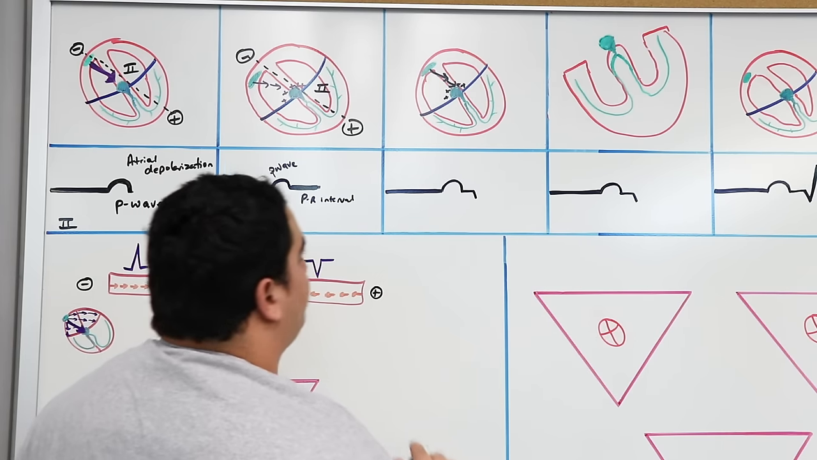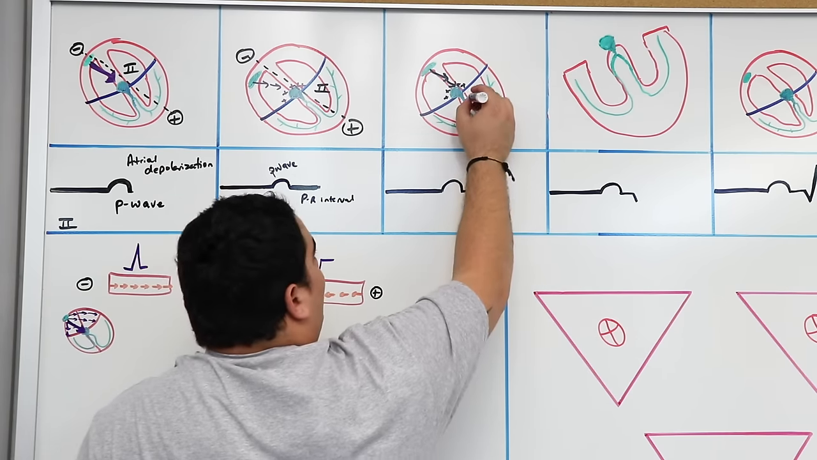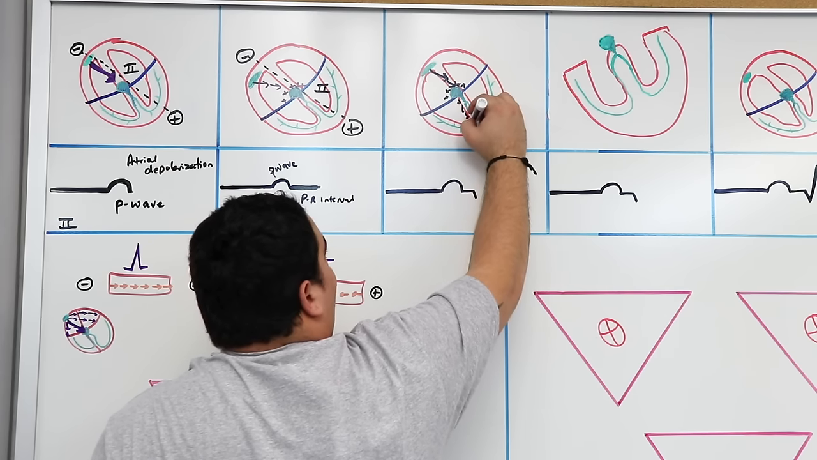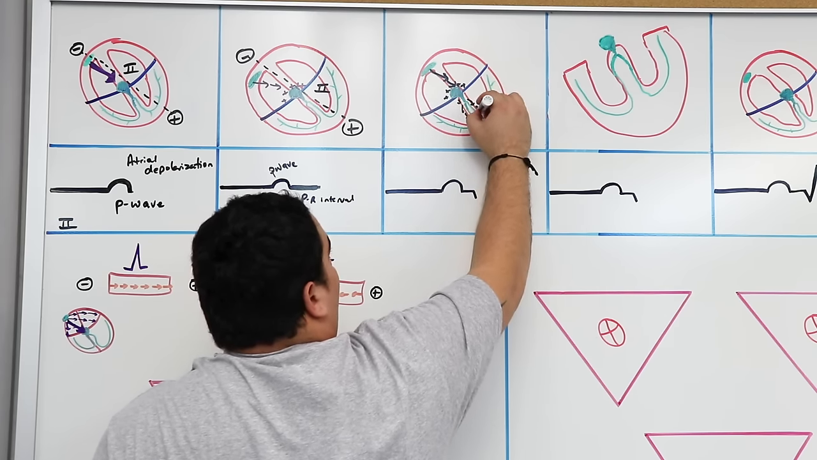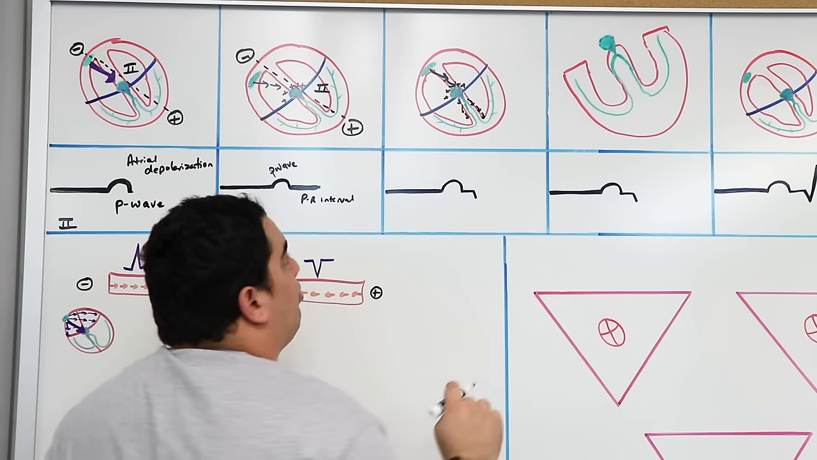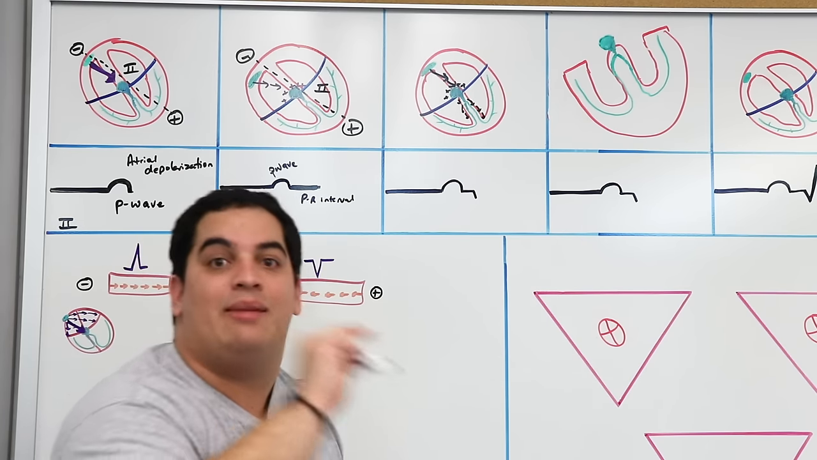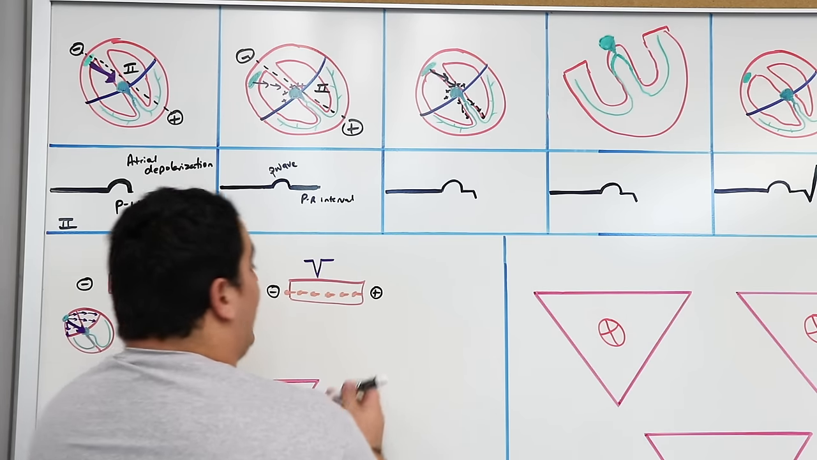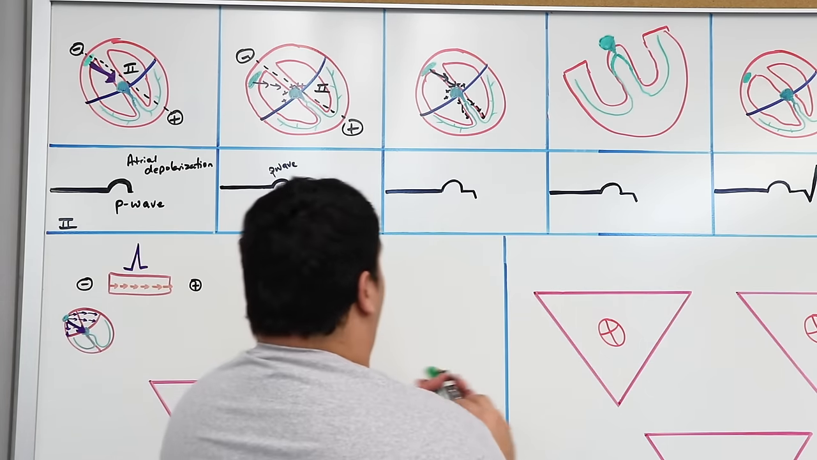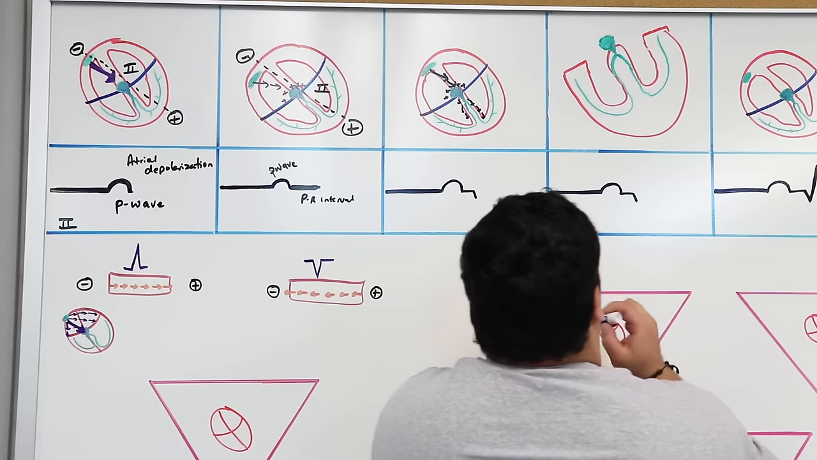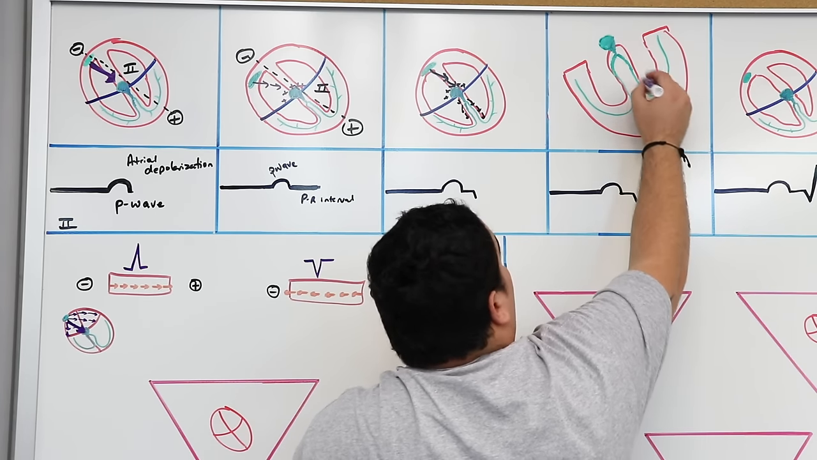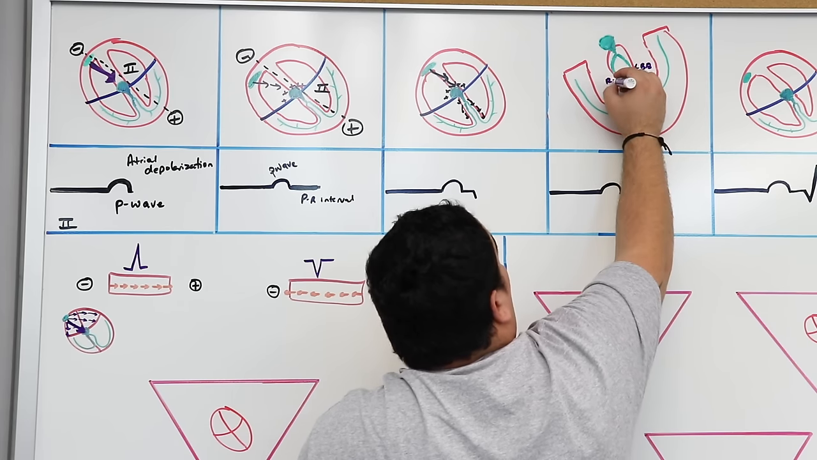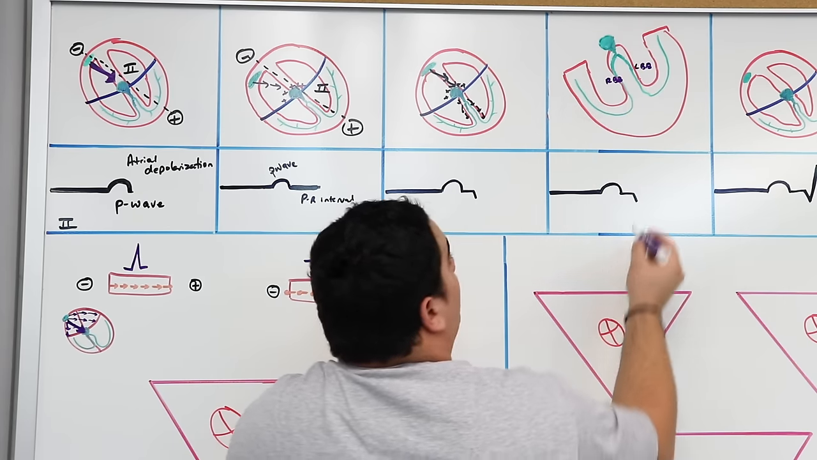Here's what's really interesting. When electrical activity moves down the bundle of His and down the right bundle branch and down the left bundle branch, the left bundle branch is the actual branch that depolarizes the interventricular septum. So imagine it like this. Let's come over here to this little diagram. You have here your left bundle branch, right? So left bundle branch. And over here, you're going to have your right bundle branch.